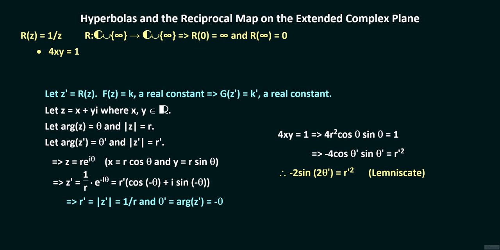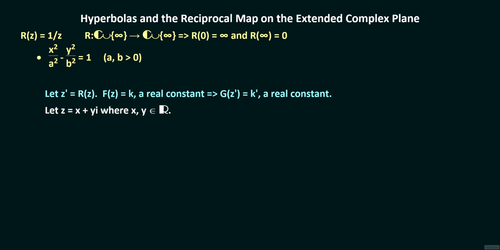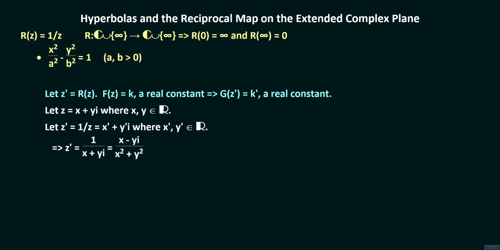Let's work on the second hyperbola, whose equation this time is x squared over a squared minus y squared over b squared equals 1. We can still use polar coordinates, but instead we will use Cartesian or rectangular coordinates. We leave it as an exercise for the viewer to try polar coordinates to get the same result. Let z prime be equal to x prime plus y prime times i, where x prime and y prime are real numbers. Z prime, or 1 over z, or 1 over the quantity x plus y times i, equals x minus y times i all over the quantity x squared plus y squared, so that x prime equals x over the quantity x squared plus y squared, and y prime equals minus y over the quantity x squared plus y squared.